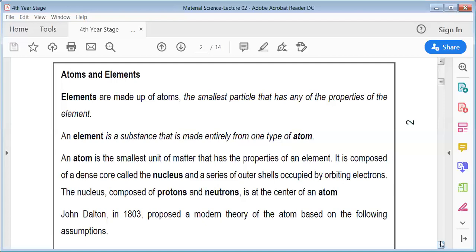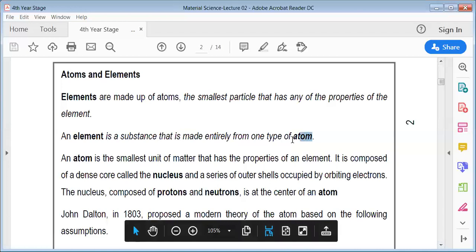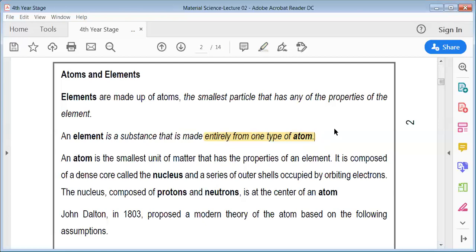So an element is a substance that's made entirely from one type of atom. This is important to know. It's only one type. For example, water is not an element. Why is it not an element? Because it consists of two types, oxygen and hydrogen, and they are different. But this oxygen and two hydrogens combine with each other. In other words, two elements combine with each other to make something called a compound. So a compound consists of at least two different elements.